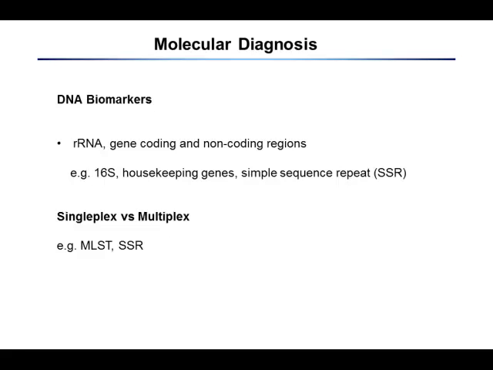In addition to that, there is other detection using the coding region, where a specific gene or protein is used as a signature for designing detection. The non-coding region is also often used, such as simple sequence repeats. Amy just mentioned that. We developed this early, for multiple locus sequence typing, or SSR.